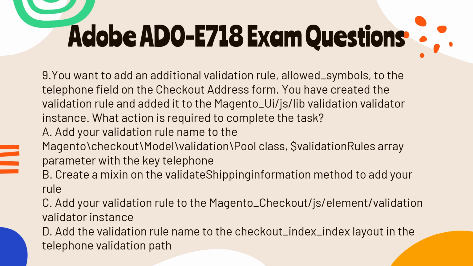A. Add your validation rule name to the Magento checkout model validation pool class $validationRules array parameter with the key telephone. B. Create a mixin on the validate shipping information method to add your rule. C. Add your validation rule to the Magento_Checkout JS element validation validator instance. D. Add the validation rule name to the checkout_index layout in the telephone validation path.